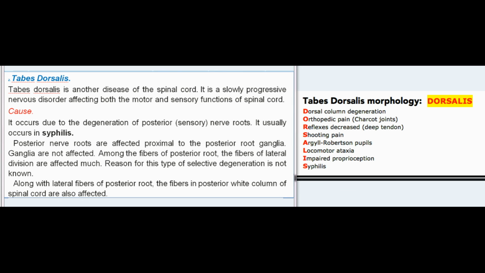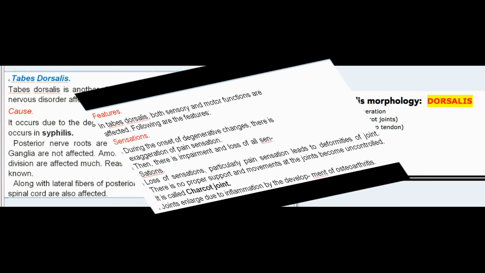Posterior nerve roots are affected proximal to the posterior root ganglia. Ganglia are not affected. Among the fibers of posterior root, the fibers of lateral division are affected much. Reason for this type of selective degeneration is not known. Along with lateral fibers of posterior root, the fibers in posterior white column of spinal cord are also affected.